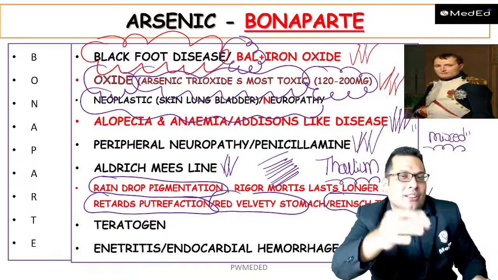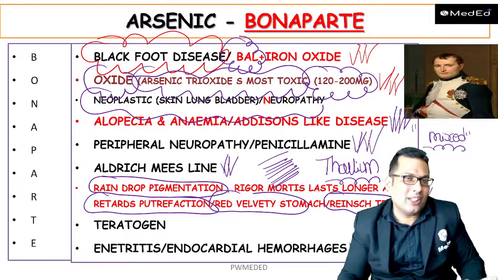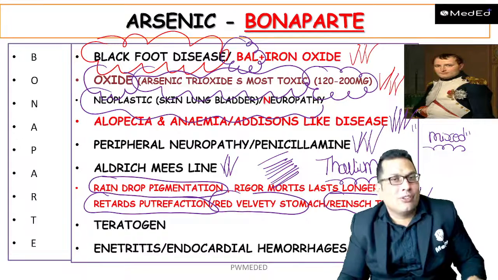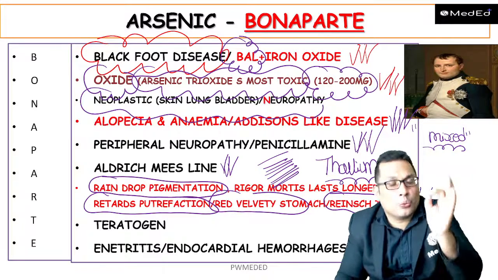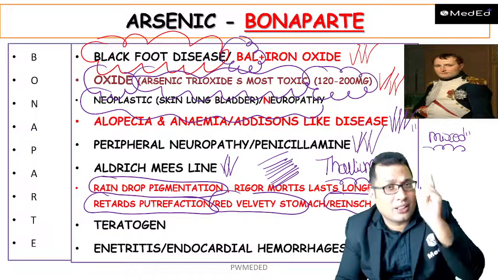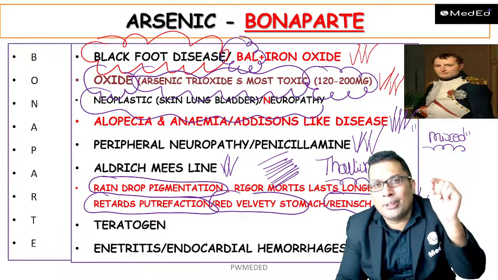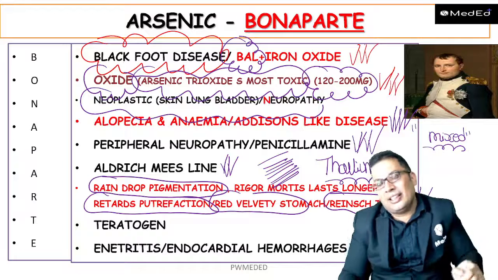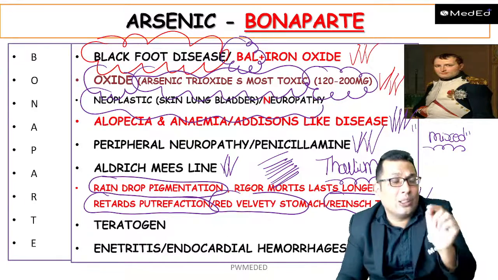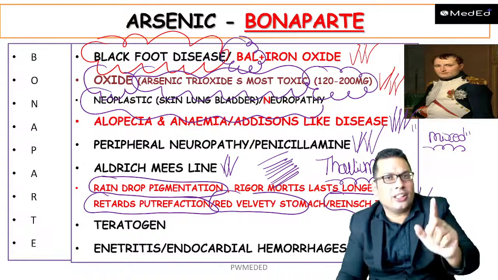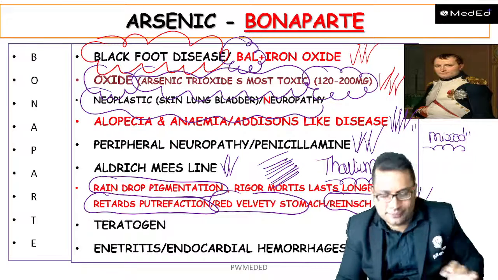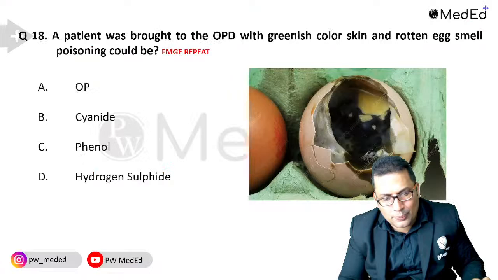Tetanus-resembling poison, strychnine poison. All this can be asked in your exam. So, arsenic fatal dosage is 120 to 200 milligram. The drug of choice, your answer should be British anti-lewisite. King of all poison, ideal homicidal agent. The mnemonic is Bonaparte. Many MCQs we discussed.